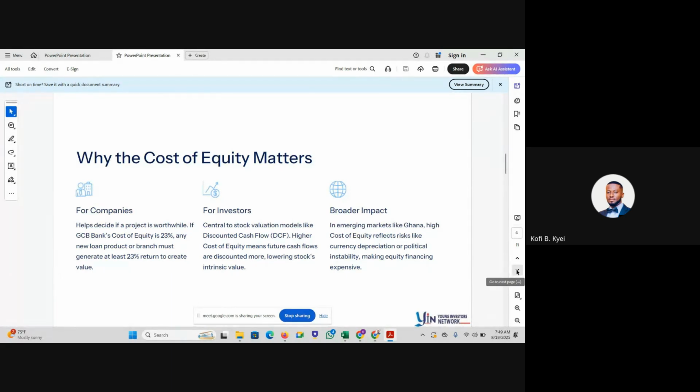So for companies, it helps decide if a project is worthwhile. If GCB's cost of equity is 23, any new loan or product or branch must generate at least 23% return to create value. Whatever income comes in has to be at least 23%. For investors, central to stock valuation models like the DCF as we are doing, a higher cost of equity means future cash flows are discounted more.